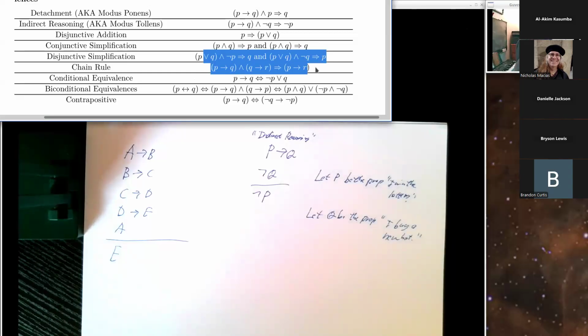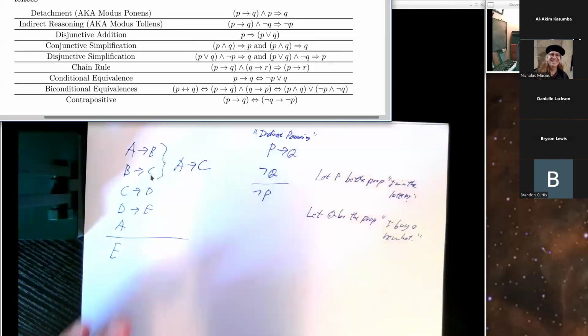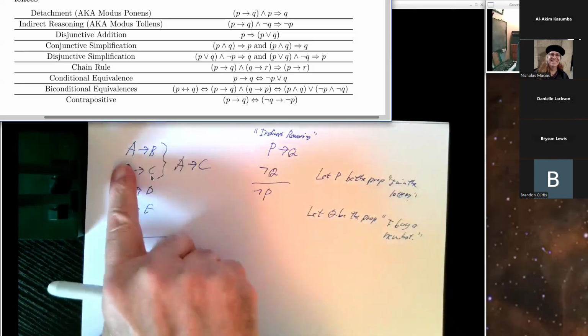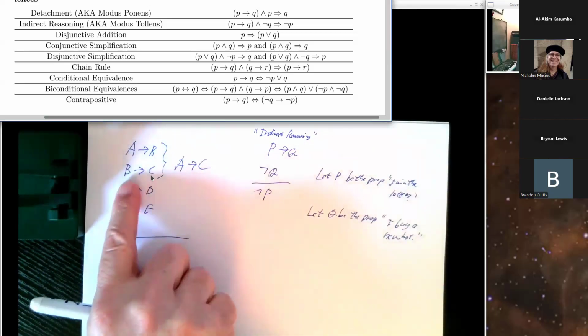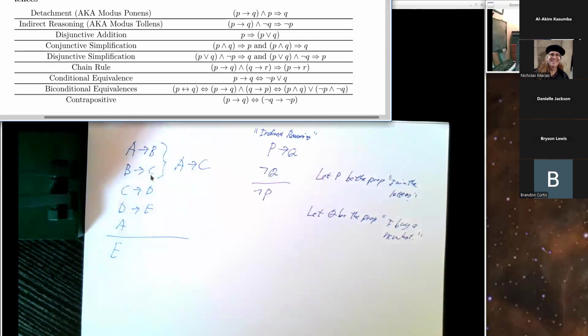Chain rule is what we were playing with over here. If A implies B and B implies C, we can take these together and say, hey, if A is true, then C is true. Why? Because if A is true, B will be true. And if B will be true, C will be true. So if A, then C. Right? If I win the lottery, I'll buy a new hat. If I buy a new hat, I'll look fancy. Therefore, if I win the lottery, I'll look fancy. Right? These things just chain together.